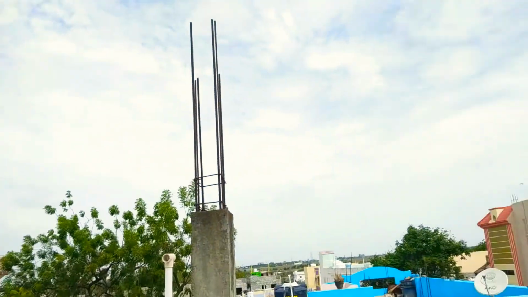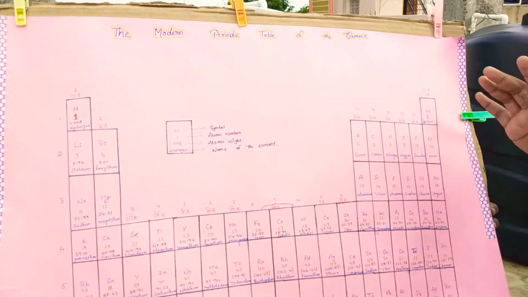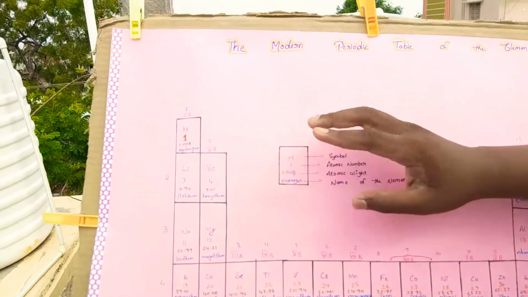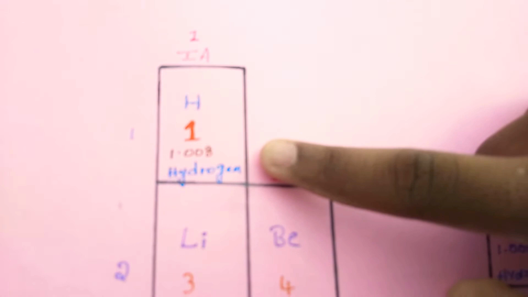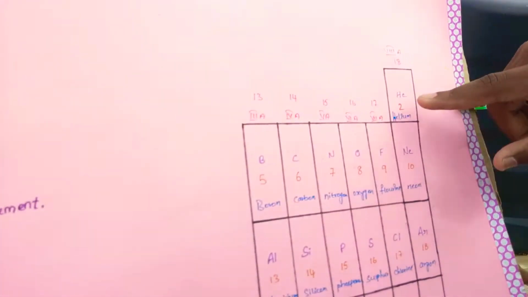First, this is the modern periodic table. This is the total picture. Here, very important elements are hydrogen. Its atomic number is 1 and atomic weight is 1.008. This is hydrogen. Next, this is helium.